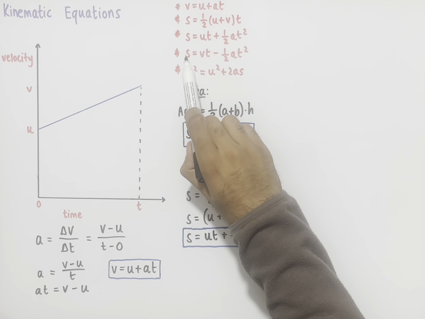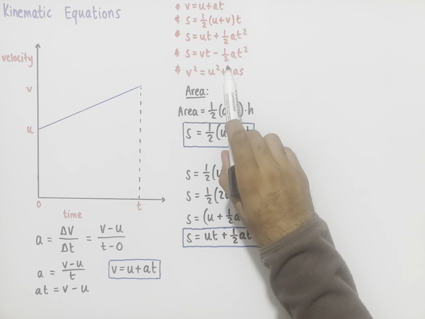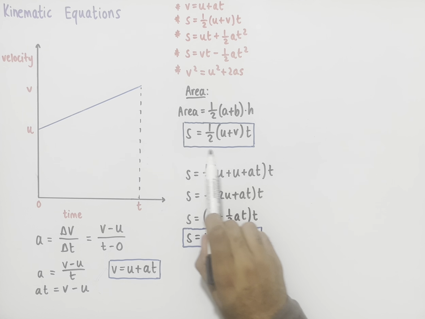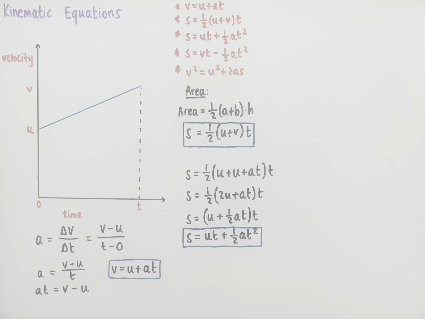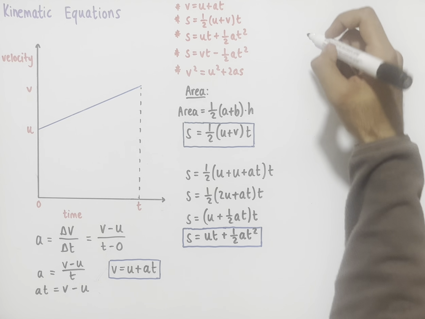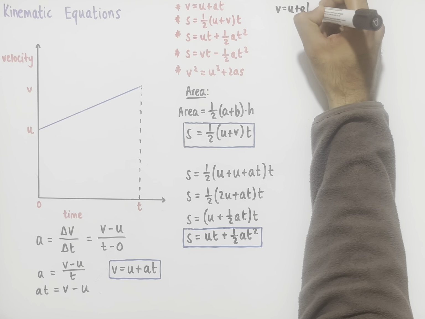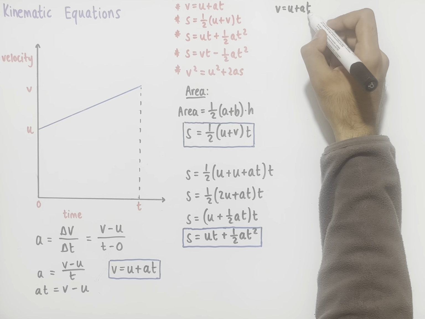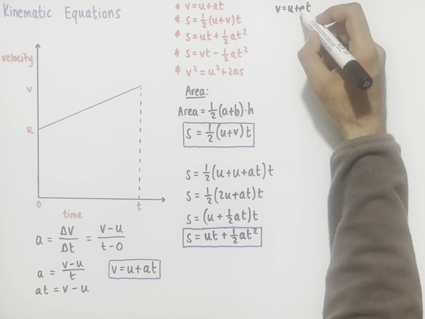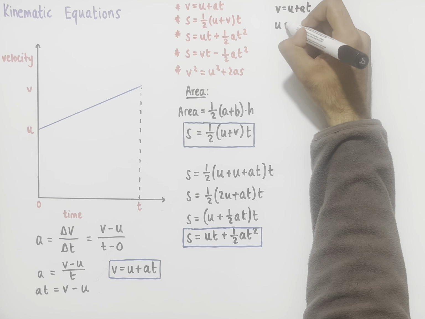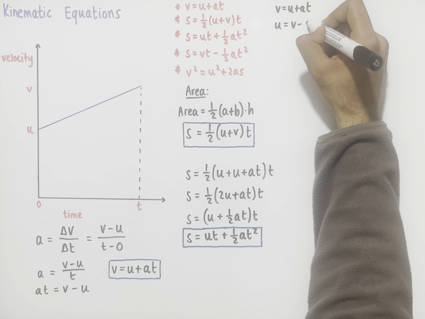To obtain the fourth kinematic equation, we need to eliminate u within this equation here. And to do that, we're going to use this first equation. So we have v equals u plus at, and we're now going to make u the subject by subtracting at from both sides. And so if we do that, we end up with u equals v minus at.